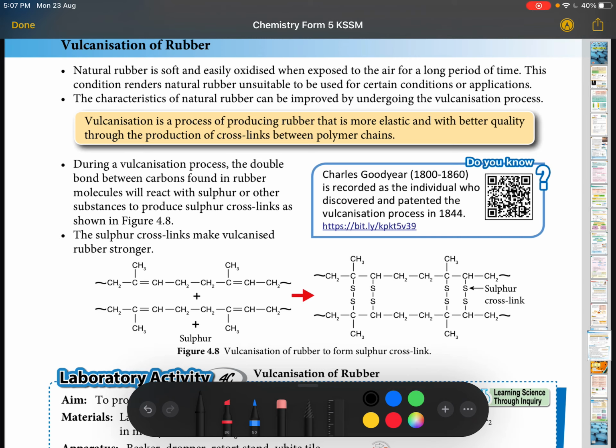You do vulcanization. So why vulcanization? Because it comes from the word volcano. And you know what's in a volcano? Sulfur. So you want to add this sulfur into your rubber. So that's why it's called vulcanized rubber.